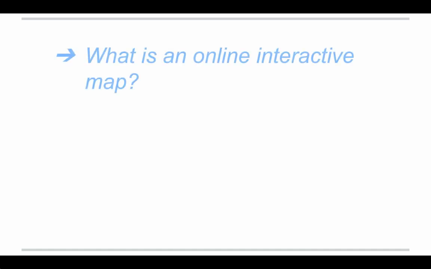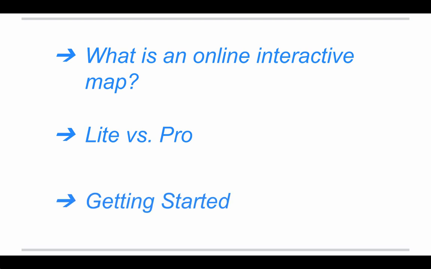And next I'll quickly go through the topics that we're going to be breaking our video into. So for this video we're going to be talking about first, what is an online interactive map? Second, Lite versus Pro capabilities. And finally we'll be getting started in logging you into a Google account. And topics are always going to be in blue over here.